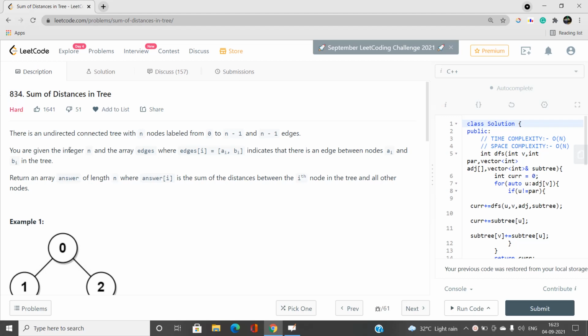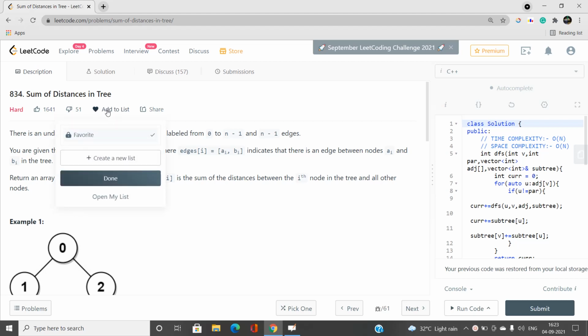Its index is 834 and it is a hard type problem on LeetCode. The one thing worth noticing is that I have already added it to my list of problems, one of my favorite problems.